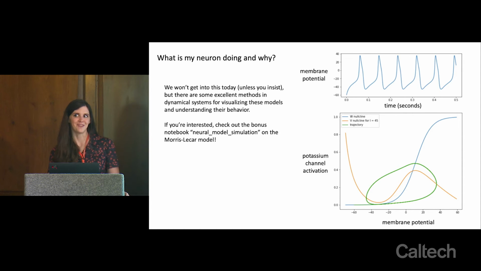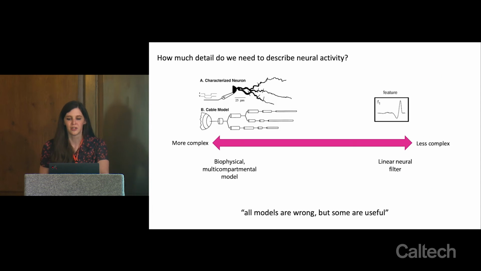So that's the biophysical part of the class. Now I wanted to talk about describing neural activity in other ways. What I showed you was a Hodgkin-Huxley model. This makes some simplifying assumptions, but it is also including a lot of additional detail.